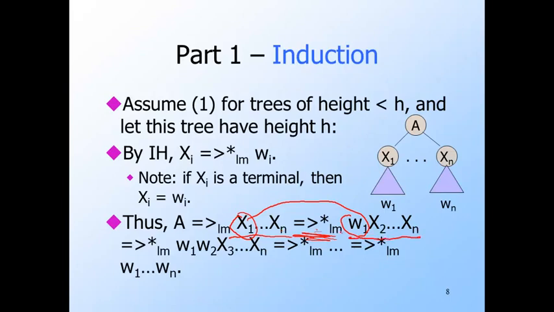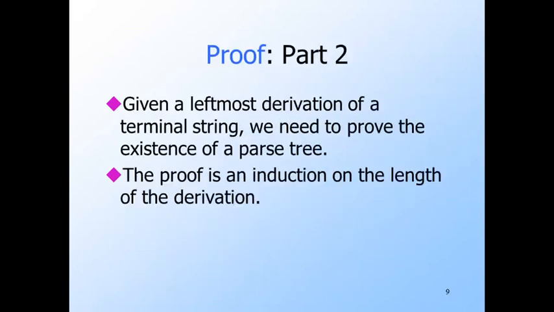That's this. We can continue arguing this way for each xi in turn. Either it is a terminal, in which case nothing needs to be done, or it's a variable, in which case we can perform a leftmost derivation of wi from xi. The needed sequence of leftmost derivations is a leftmost derivation of the entire yield w, that's w1 through wn, from A. Now we need to prove the other direction, that leftmost derivations can be turned into parse trees.